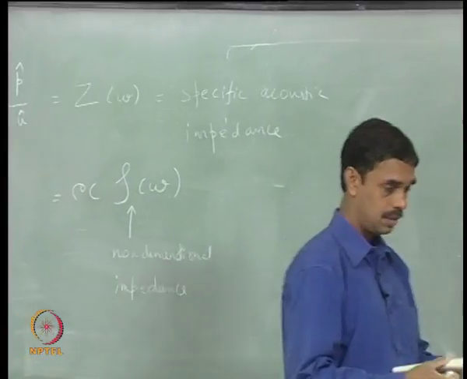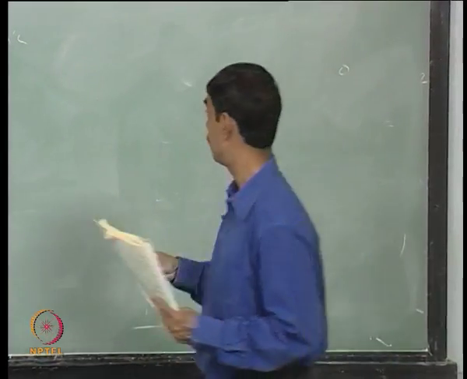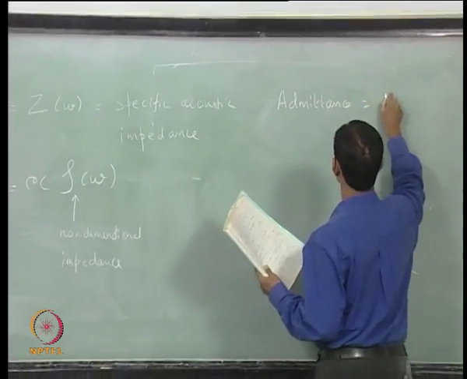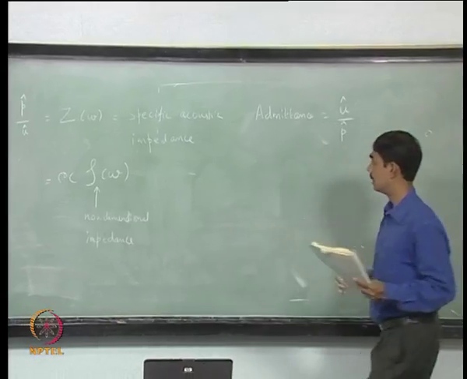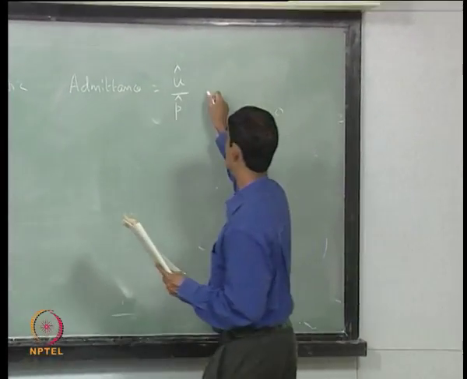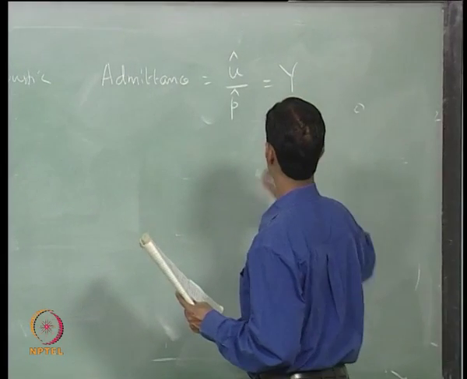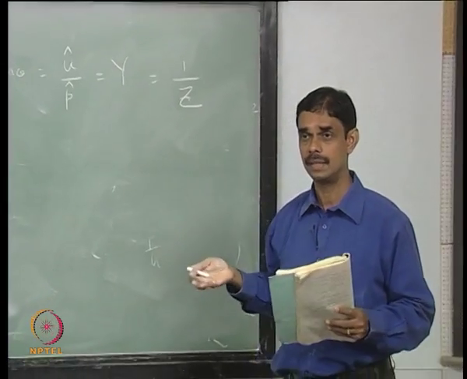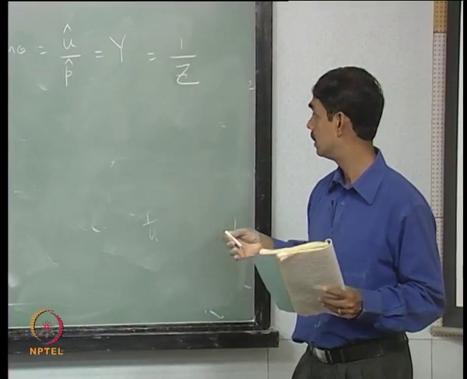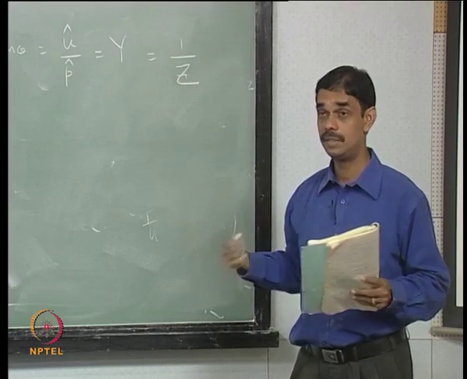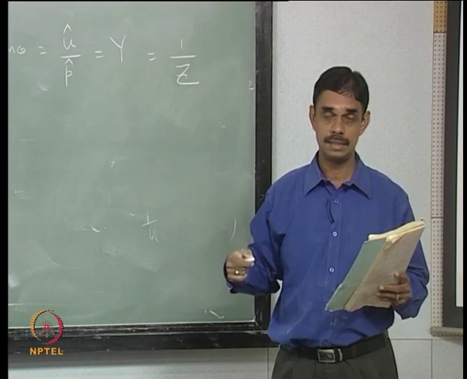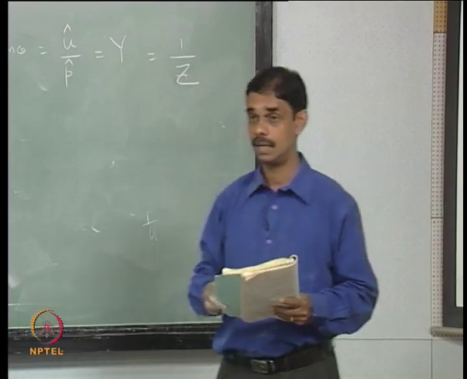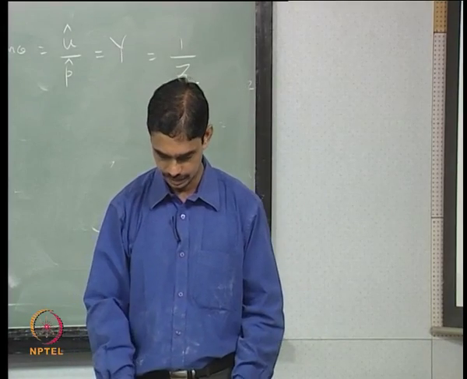We can also define a quantity called admittance, which is U hat over P hat. So this is like the reciprocal of impedance. Admittance is usually given by the symbol Y, which goes like 1 over Z, and this is similar to conductance. So current divided by voltage is conductance, and admittance is indeed a very physical quantity. You can actually express the energy that is coming in or the acoustic intensity that is coming into a tube or going out of a tube in terms of the acoustic admittance, and we will see that later.